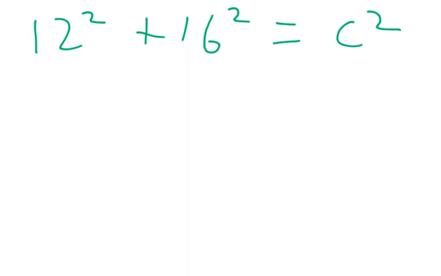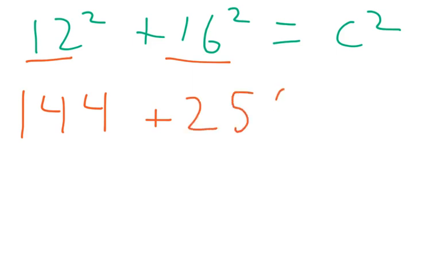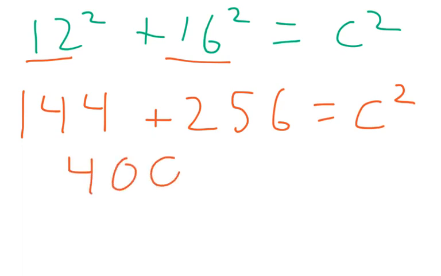So the next step that I have to do is to actually square these two numbers and figure out what 12 squared actually is. Remember, squaring something is the exact same thing as just multiplying it by itself. So 12 times 12 gives me 144, plus 16 times 16 gives me 256. And so all that is going to equal c squared. So when I add those together, I get 400.